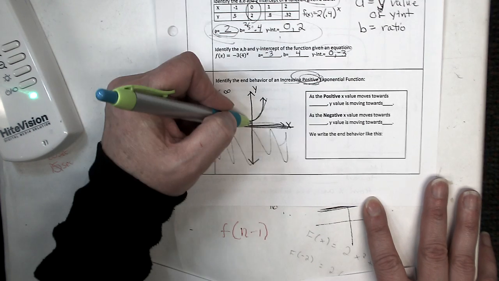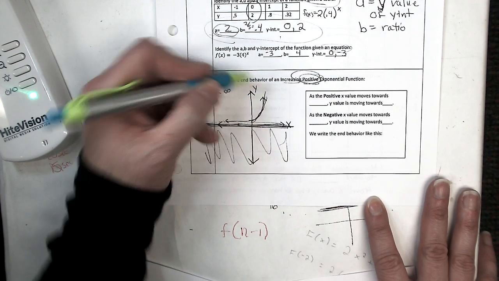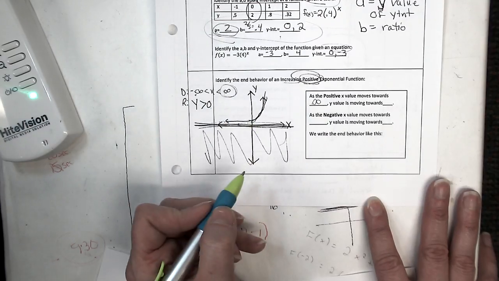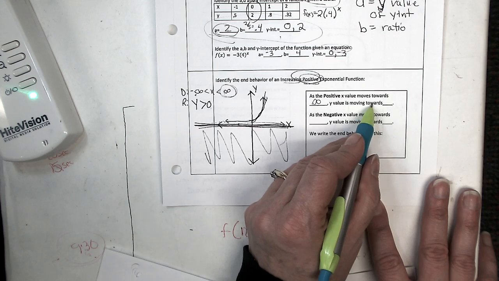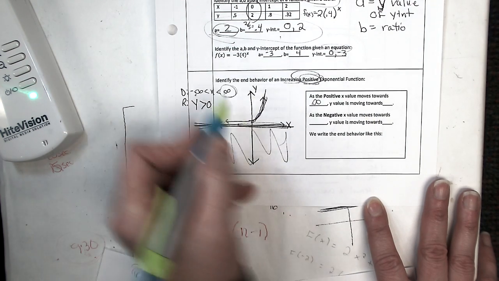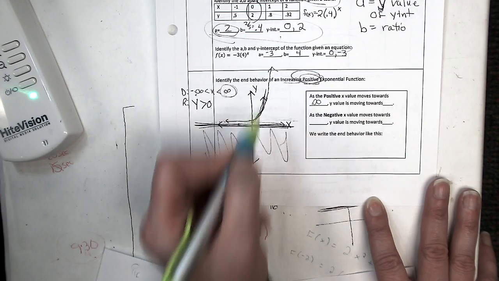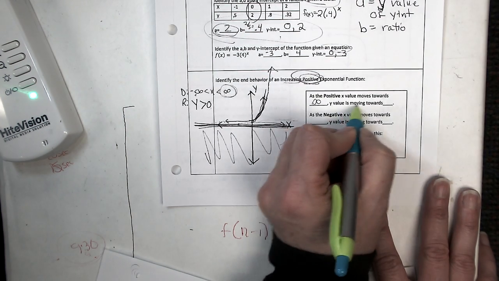Is it moving towards here, or is it moving towards infinite? Yep, so that's all you write. So the y value is moving towards infinite. So what we're doing is identifying what's happening to the y value, guys, according to the exponential function. Okay, now let's look at the negative end.